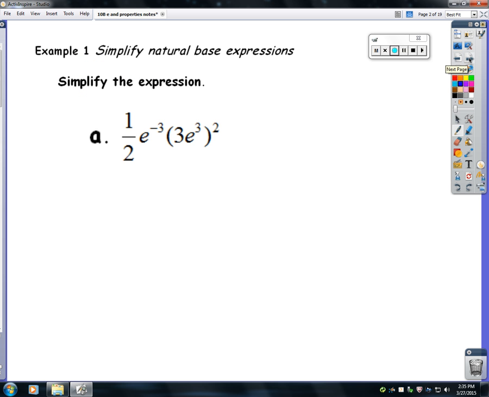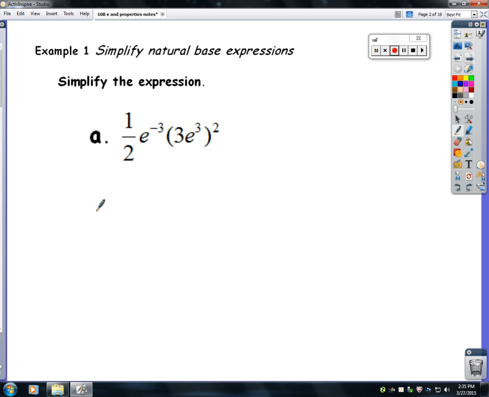So we're going to be simplifying some expressions involving e today. We treat e just like it was a variable, like it was an x. So the properties of exponents are going to apply to e also. And we want to leave our problems in terms of e. We don't want to substitute in the approximation 2.7. All right, so let's simplify the following expression.